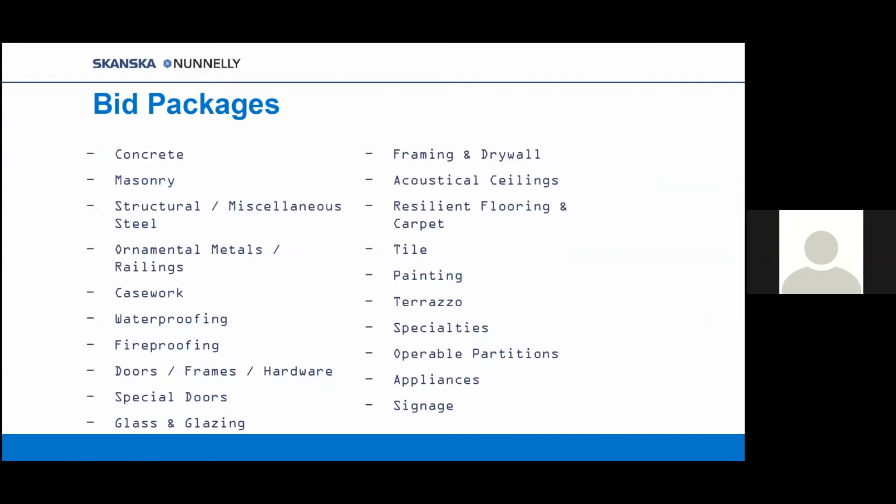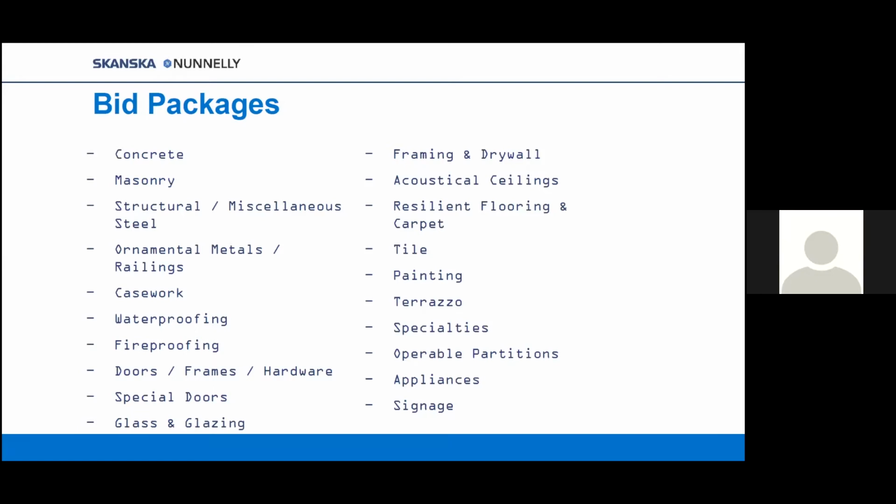So, bid packages. These are the items that we're looking to bid and buy out over the next 30 to 45 days. If you have any interest or experience with these trades, be on the lookout for it or get in contact with us to get on the bid list. There will obviously be a lot of outreach as well in terms of advertising and that sort of thing. But these are the packages.